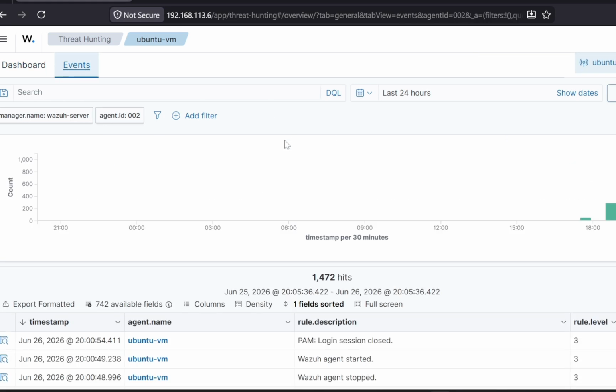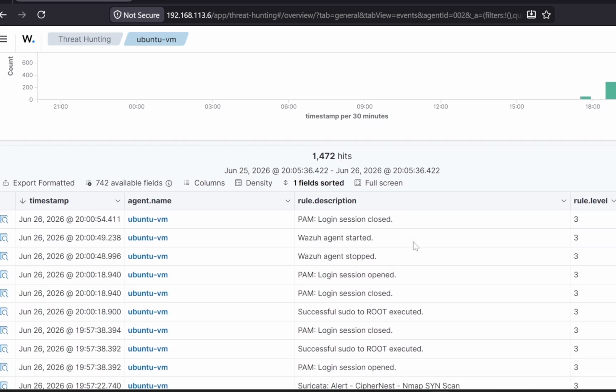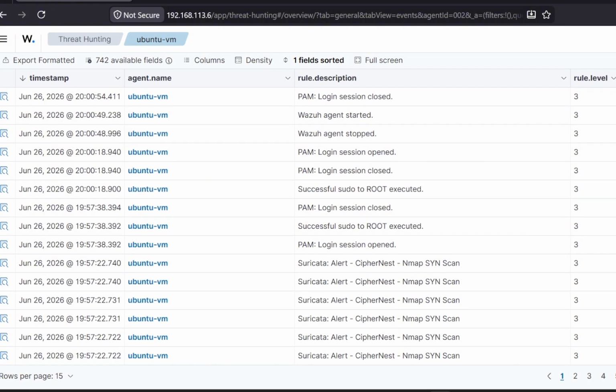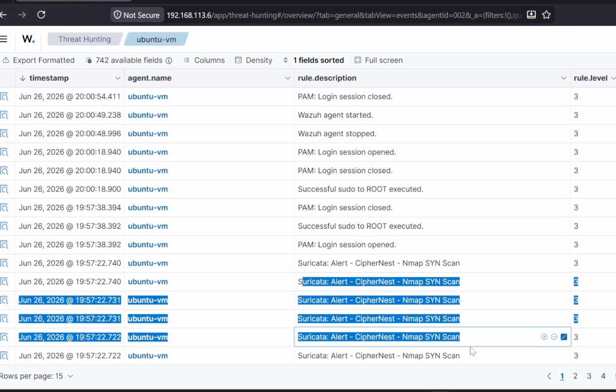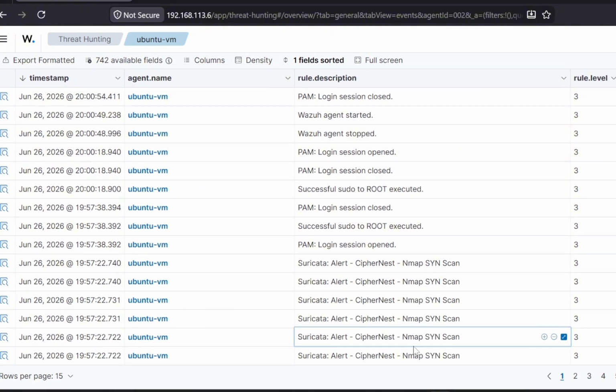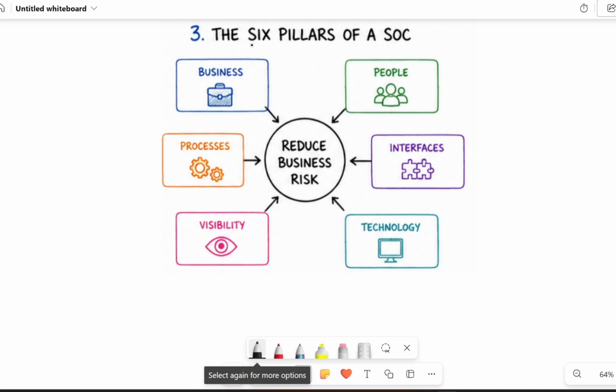That is visibility, not a definition, not a certification answer. Visibility is the reason we are even having a conversation about this event. Without it, the scan never existed. Today we are continuing the journey. We are focusing on two pillars that quietly determine whether a SOC succeeds or fails: interfaces and visibility.